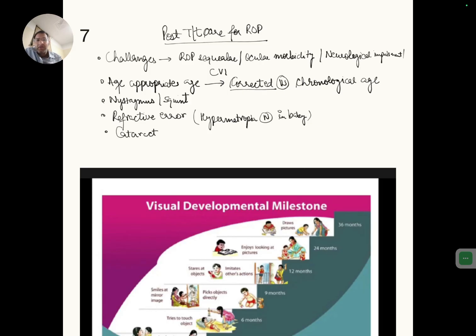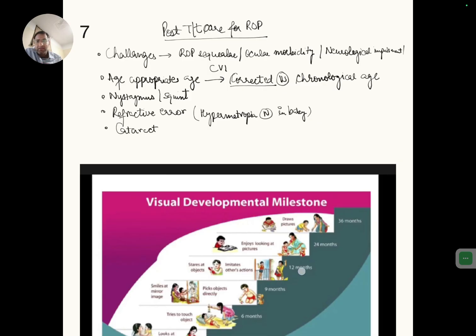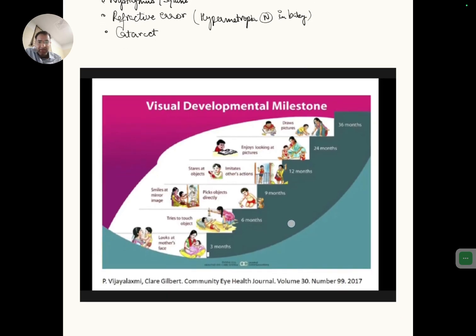So what we have to do is, first we have to see the age appropriate age of the baby. That is, we have to deal with the baby with the corrected age, not with the chronological age. The second thing is nystagmus or squint comes in these babies. Refractive errors come. Normally there is hypermetropia in the babies, but in ROP babies it's myopia, which increases with age, and there is a chance of development of cataract.